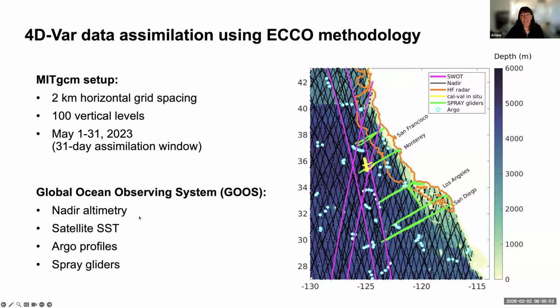And the observations that are typically assimilated are the along track SSH observations from nadir altimetry, the satellite SST, the in situ profiles of temperature and salinity from Argo, and lots of Spray glider lines. These green tracks there are repeat glider observations. This is referred to as the Global Ocean Observing System, acronym GOOS.